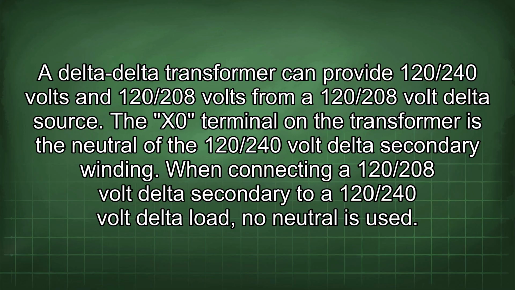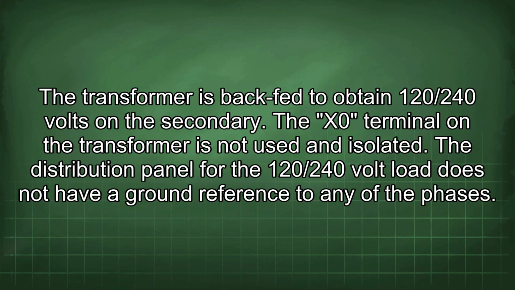When connecting a 120/208 volt delta secondary to a 120/240 volt delta load, no neutral is used. The transformer is backfed to obtain 120/240 volts on the secondary. The X0 terminal on the transformer is not used and isolated.